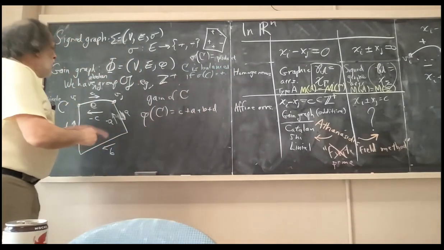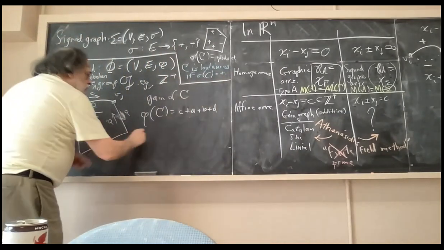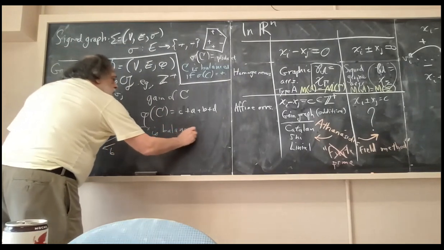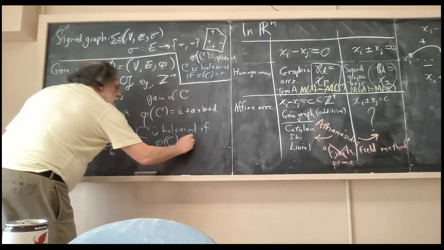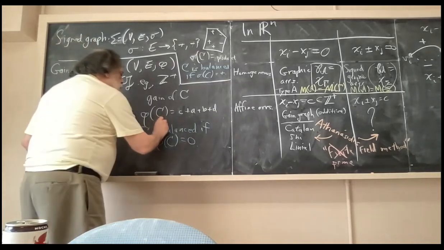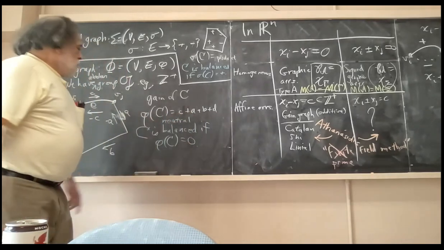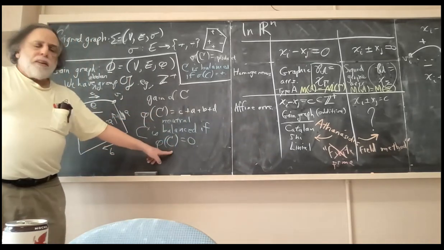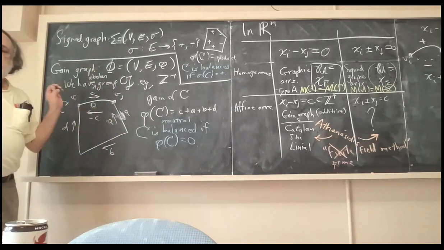And in the gain graph case, C is balanced if the sum, the gain, is equal to 0. This is the neutral element, or we could call this neutral because some people like to call it neutral. So let's call it neutral because we get the neutral element. Now that doesn't depend on how you compute the gain. Every change you make, like going in the opposite direction, doesn't change whether it's 0 or not.